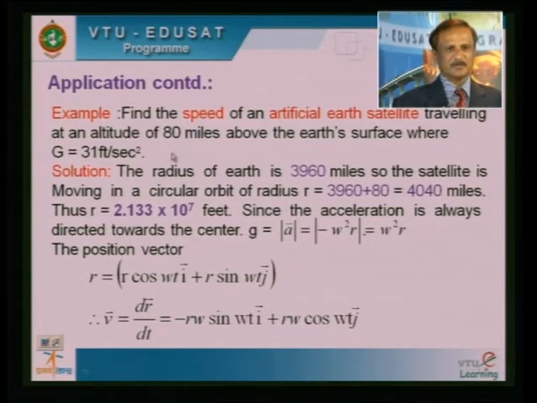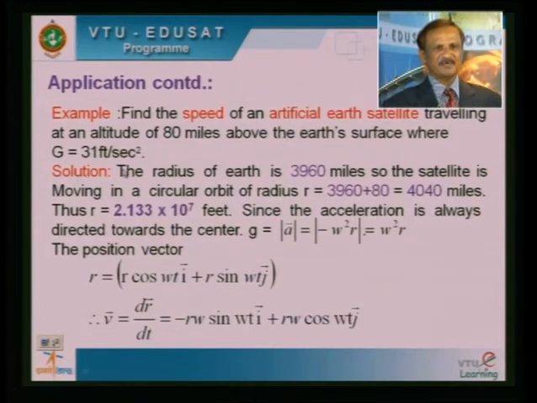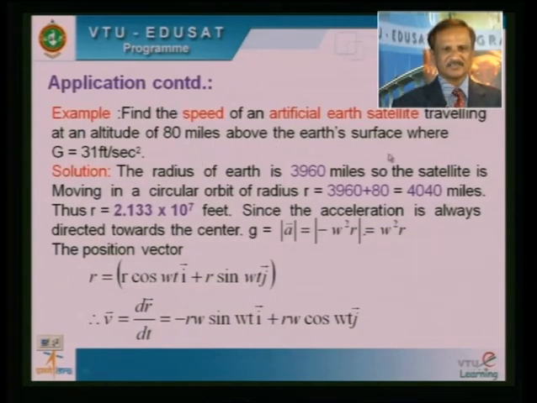Sometimes we may use the concept of derivative in the applications. For example, find the speed of an artificial earth satellite traveling at an altitude of 80 miles above the earth's surface, where g is equal to 32 feet per second square. How do we calculate? You can find the solution in the usual form. The radius of earth, you know, is 3960 miles, so the satellite is moving in a circular orbit of radius 3960 plus 80. I hope you will get 4040 miles.